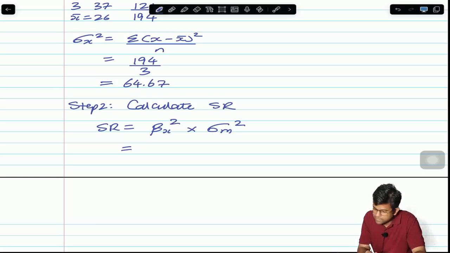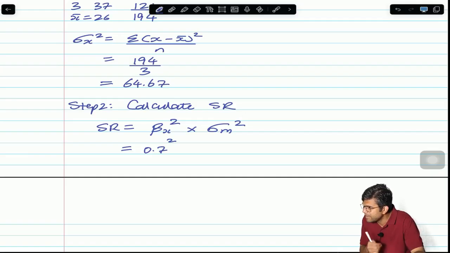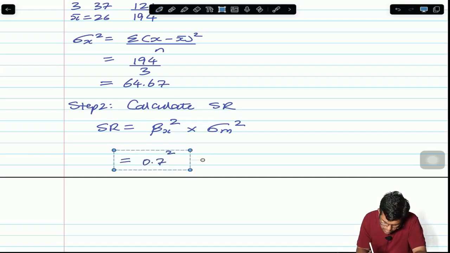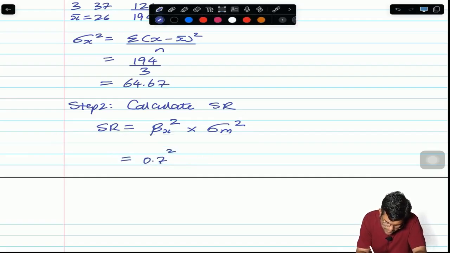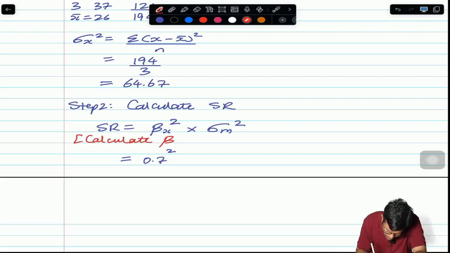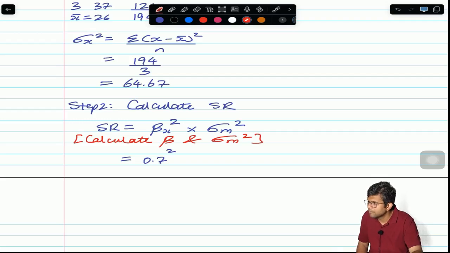Now, beta, if you remember, was 0.7 square. Everybody clear? In the exam, you'll first have to calculate the beta. Here we have already done it, no? Hence I am directly taking the number. In the exam, you have to calculate the beta. Everyone clear? But here I am directly taking it because we have already done it in the past.